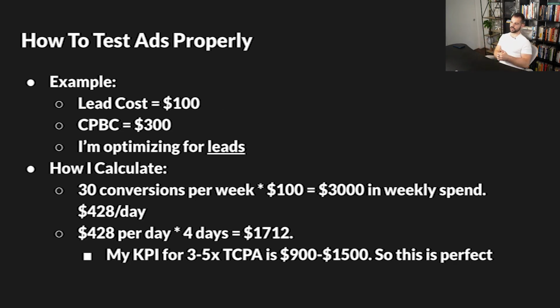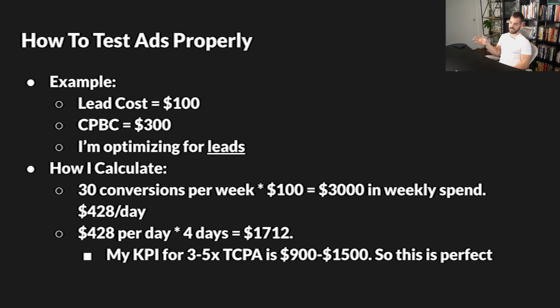This will kind of drive it home a little bit more. So let's say our lead cost is $100 and our cost per book call cost KPI is $300. Let's also say I'm optimizing for leads. So we'll start with the 30 conversions per campaign per week rule. If my lead cost is 100, that times 30 is 3,000 in weekly spend.